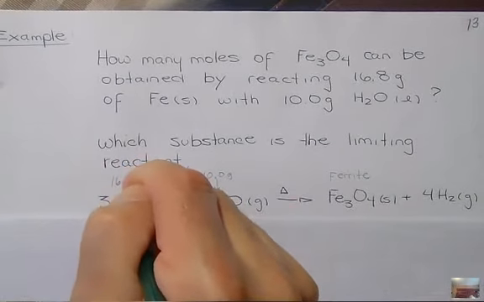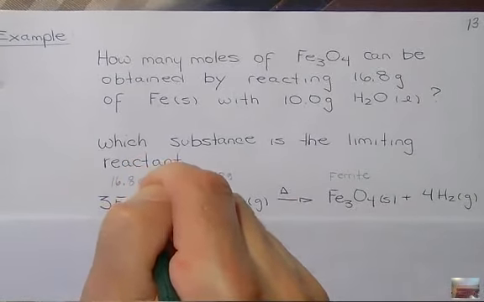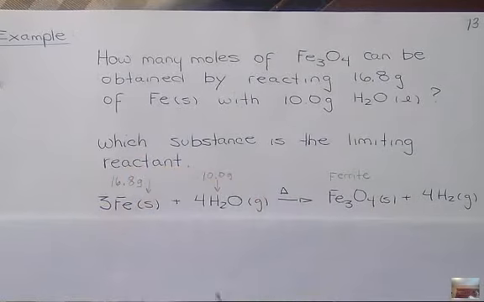Now, as soon as I see two masses on the left, I have to say to myself, wow, I don't know which of these two things I'm going to run out of first. So this is a limiting reagent question. We are going to run out of one of them. We don't know which one first. Once we run out of that material, we're going to wind up with leftover of the other pile. Maybe it's leftover iron, or maybe it's leftover water.